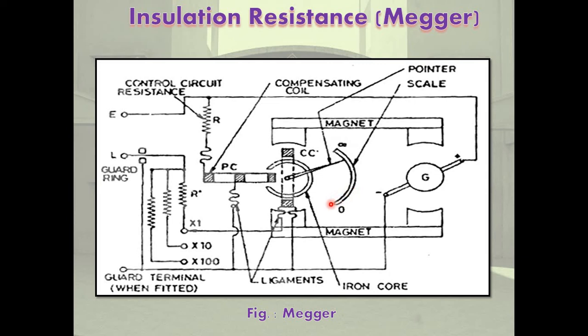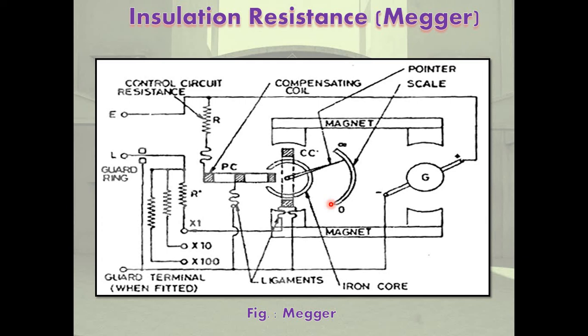When DC voltage is applied to the insulation, initially the insulation draws a capacitance charging current in addition to the leakage current. Initially, the Megger reading is IR0 equal to VDC by IDC, where IDC is equal to IC plus IL. IC is the charging current and IL is the leakage current.